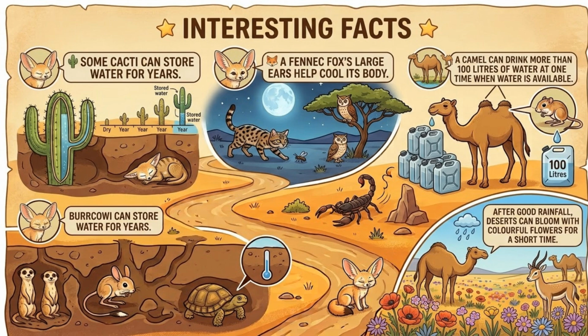Here are some interesting facts. Certain cacti store water for years. A camel can drink over 100 liters of water at once. A fennec fox's large ears help it cool down, and deserts can briefly bloom with flowers after rainfall.